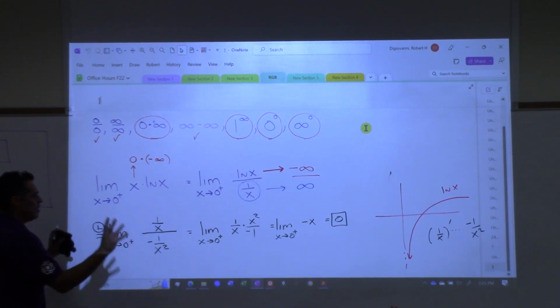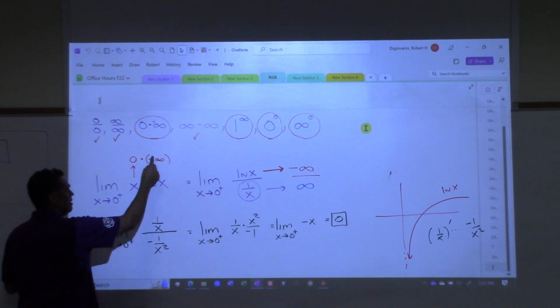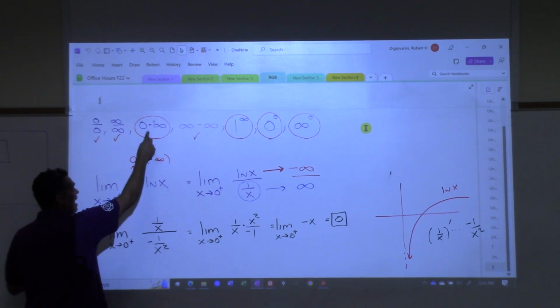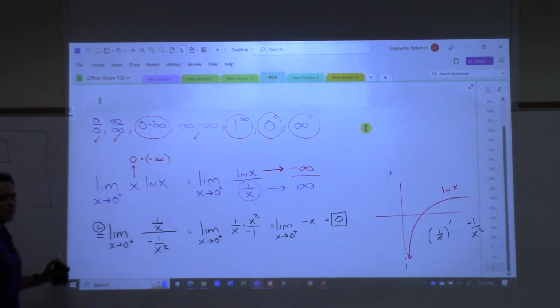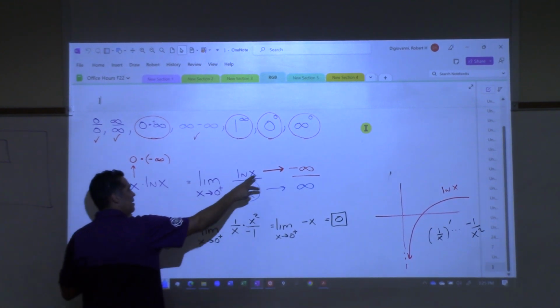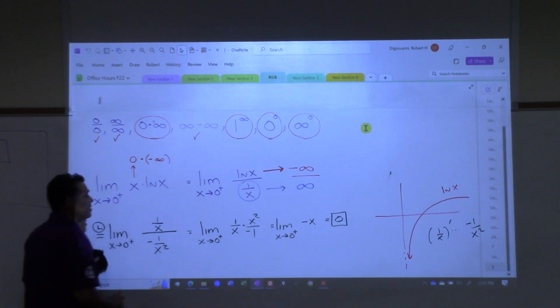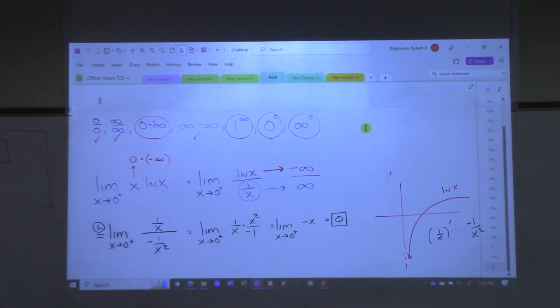All right, let's just run through it one more time. We had 0 times negative infinity. When we have that, we've got to pick one and drop it down to the bottom, right? And then we should get either infinity over infinity or 0 over 0. And then we do L'Hopital.